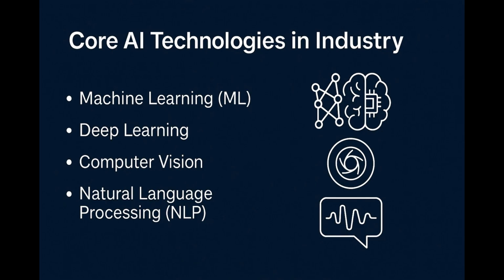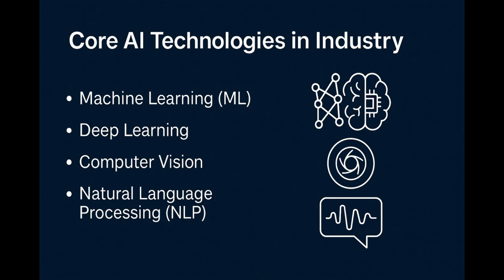technologies driving industrial innovation. First, there's machine learning. This is the backbone of most industrial AI systems. It enables algorithms to detect patterns in data and make predictions or decisions without being explicitly programmed. Then we have deep learning, which is a subset of machine learning. It uses neural networks to analyze large volumes of unstructured data, such as images or sensor signals, and is especially powerful in complex environments. Another core technology is computer vision.